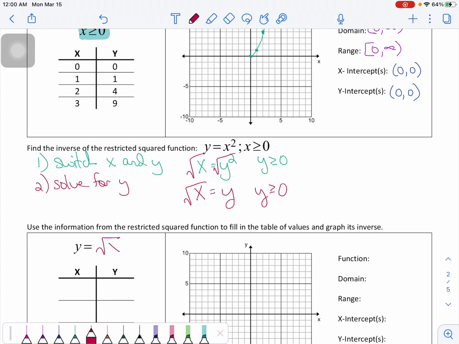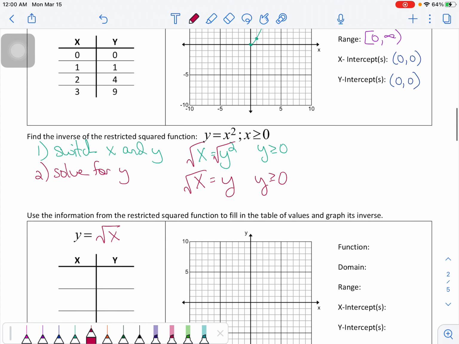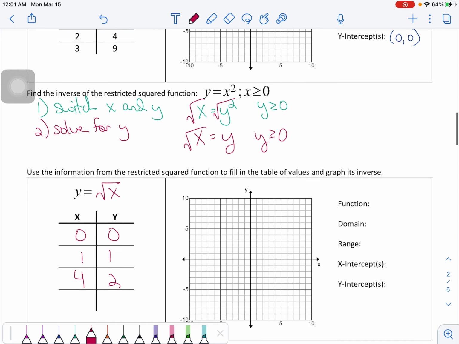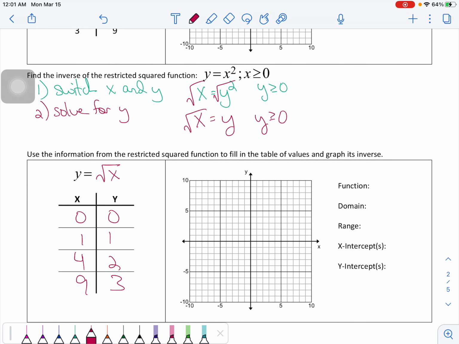So our new function is y equals just square root of x. And we're going to use this table of values and we're going to invert them. So x and y are going to switch places. Now (0, 0) and (1, 1) don't really look like much change, but the other two will. So we're going to have (4, 2) and (9, 3). So let's graph it. (0, 0), (1, 1), (4, 2), (9, 3). And it looks like that.